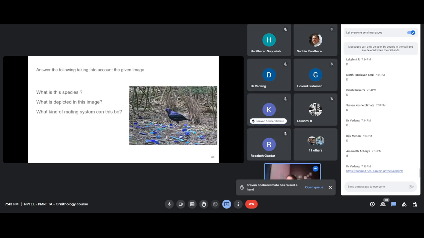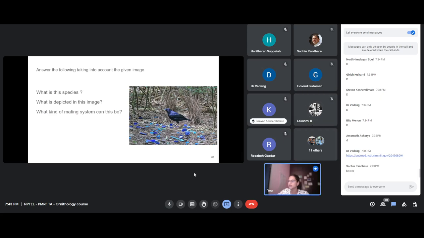Okay. So, you have a figure alongside, or an image. So, what is the species? What is depicted in this image? And what kind of mating system can this be? We'll go with hand raising for replies.